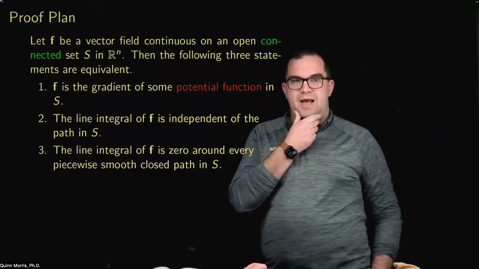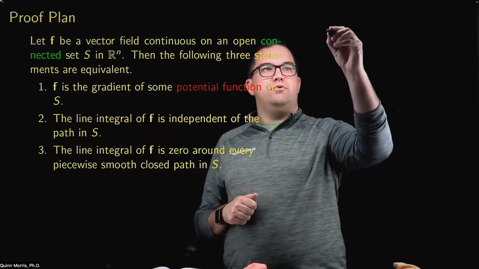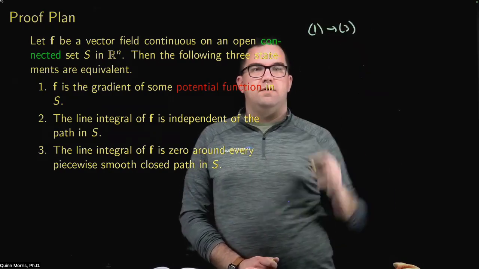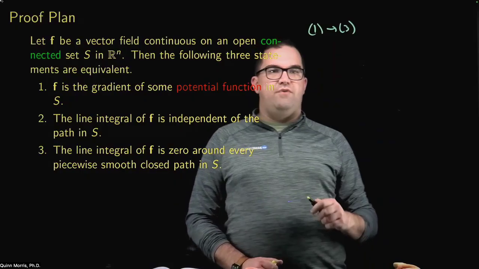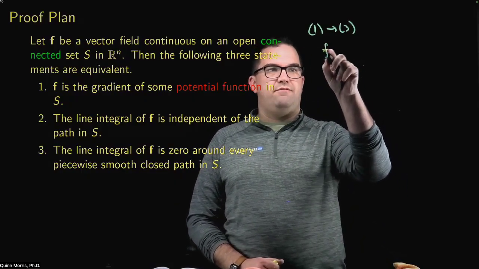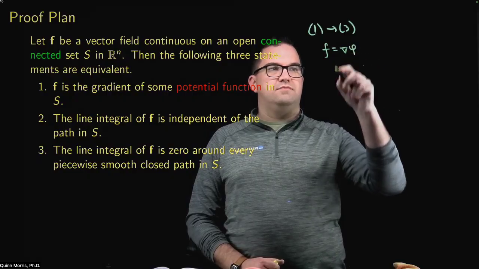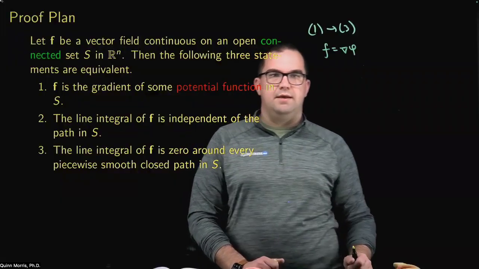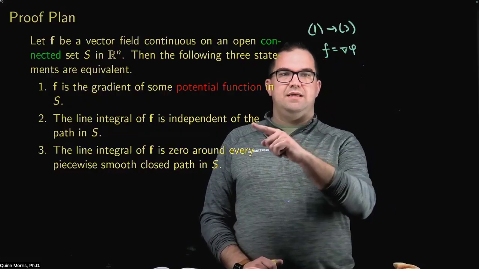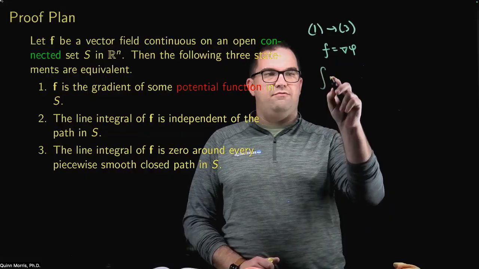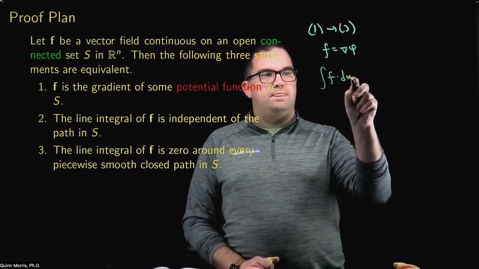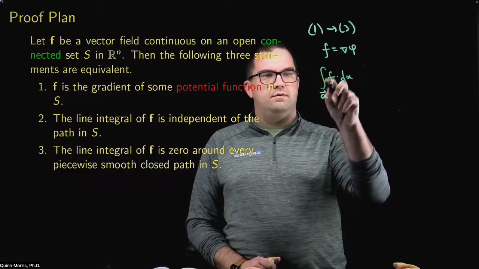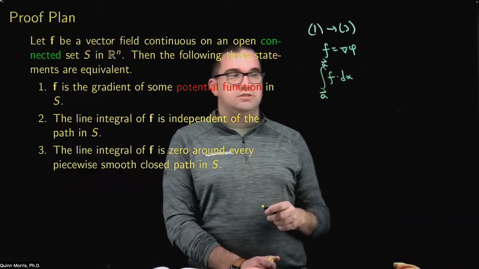implies 3. So how could I use this to prove that, say, 1 implies 3? Well, if f is the gradient of some potential function in S, then what would that mean? That means f is equal to the gradient of psi for some psi. That's what it means for f to be the gradient of some potential function. Now, what if I looked at the line integral of f around some closed path? Well, that really means that it starts and ends at the same point, right?